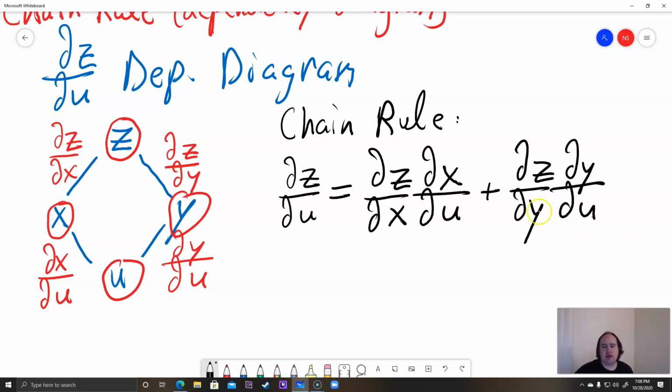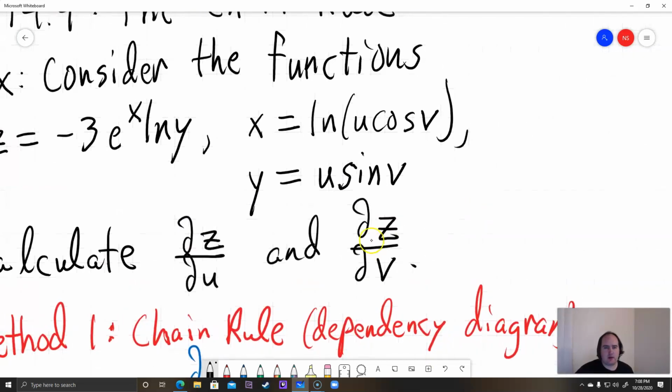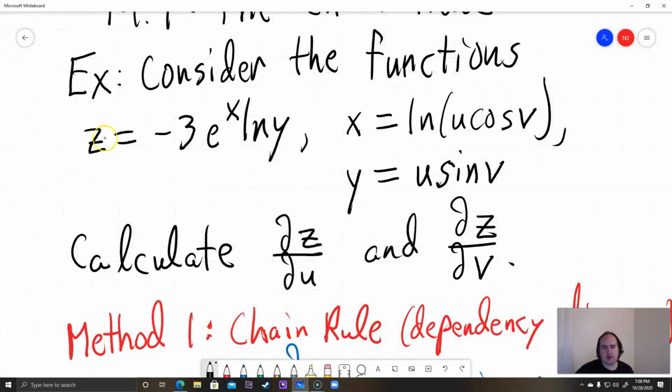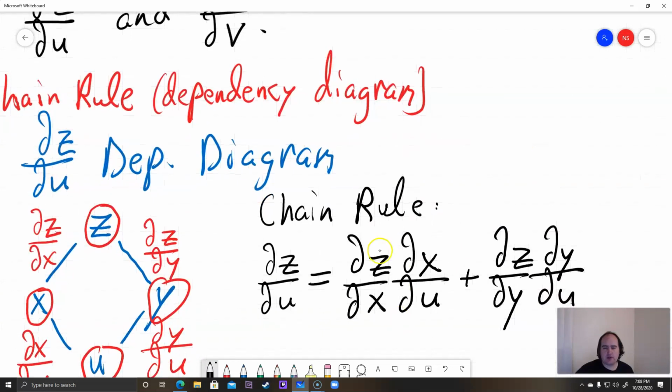And then when you're doing the chain rule like this, obviously you're going to have to calculate a lot of partial derivatives. But they've given us the information we need here. Okay, so they've told us what z, x, and y are. So we're just going to work through these.